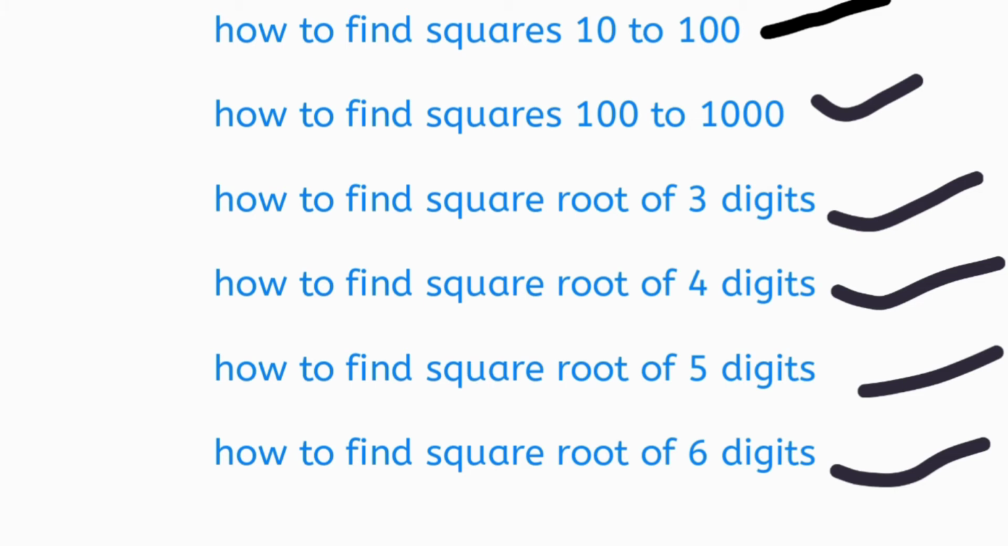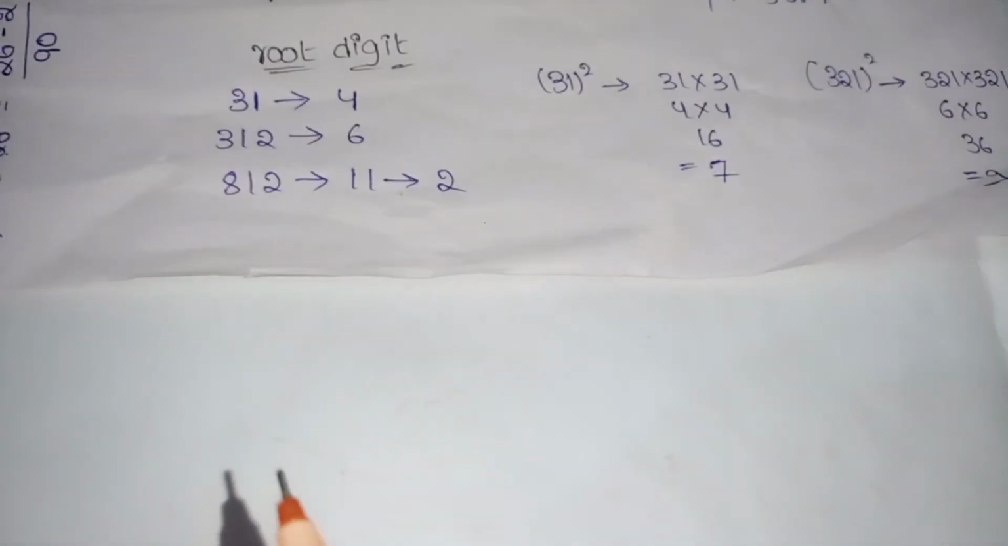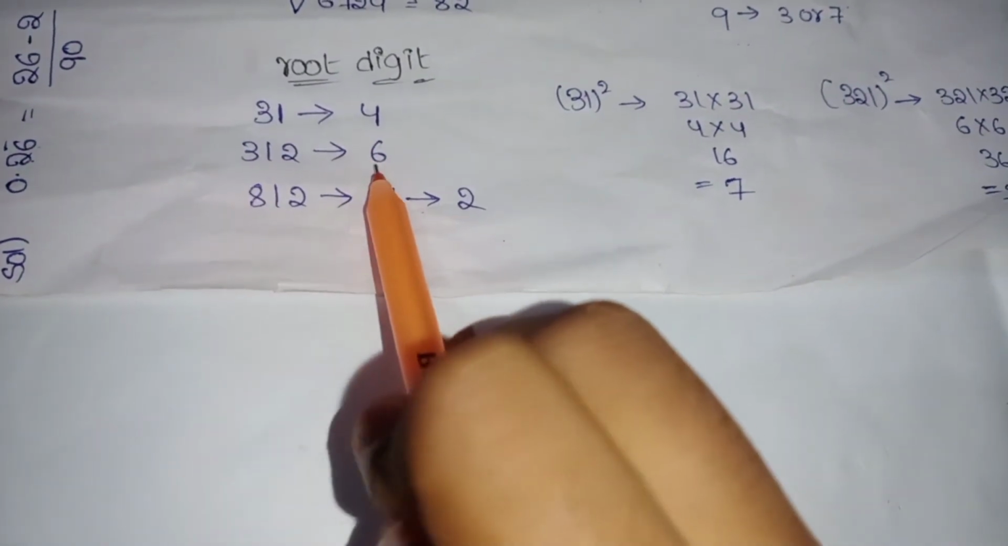And the last method, how to find the square root of 6 digits. It is very important for finding the square root of 6 digits. We must first know root digits, how to find root digits, and how to find the traditional method. Here 31 has root digit 4. Here 312 has root digit 6.